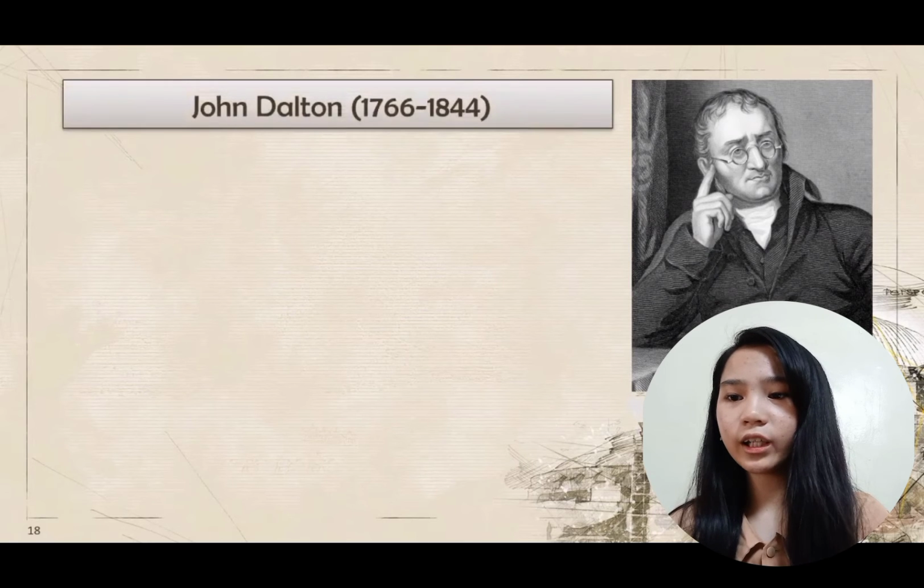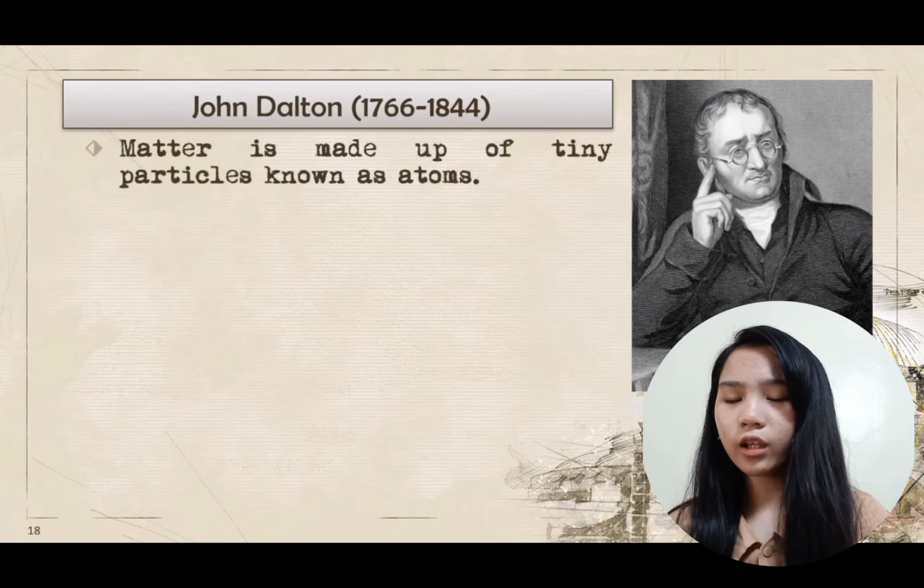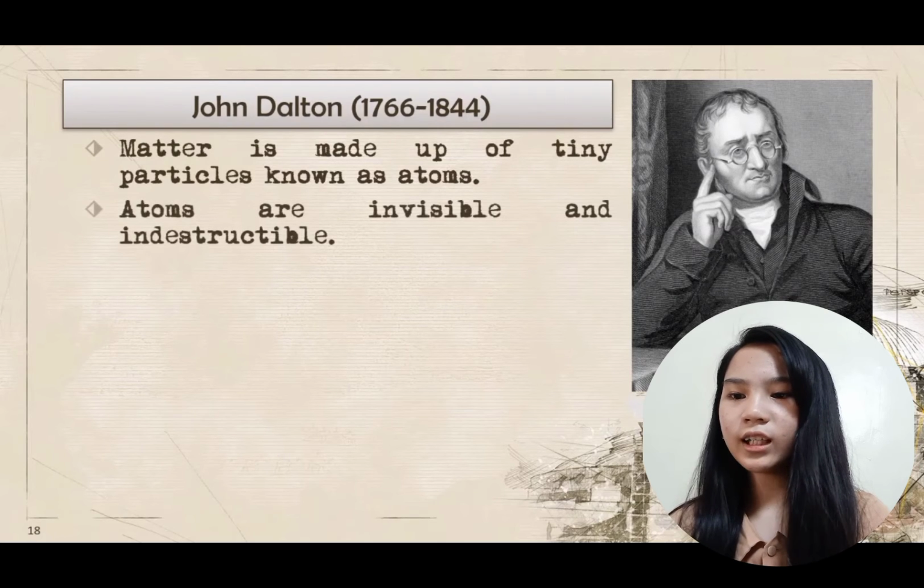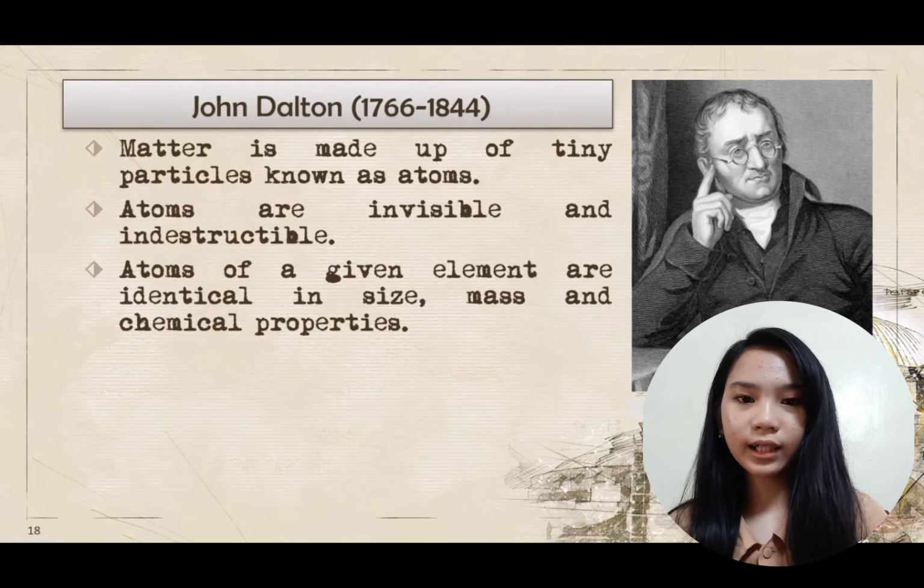Among famous physicists in science, we have John Dalton. John Dalton is famous for his atomic theory, which states that matter is made of tiny particles, also known as atoms. Atoms are invisible and indestructible. We cannot see them. Atoms of a given element are identical in size, mass, and chemical properties, as well as the law of conservation of mass.